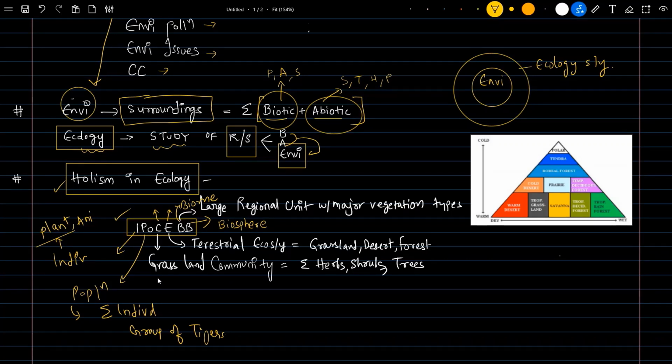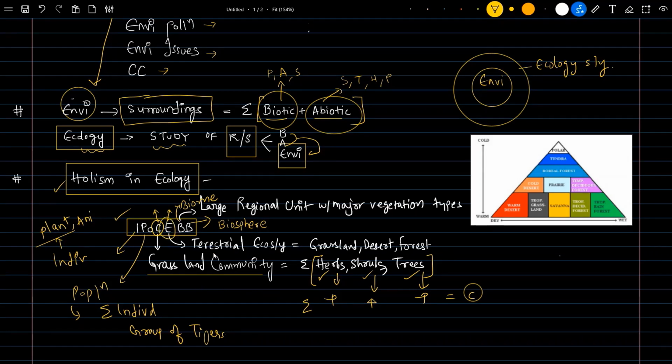Next, community. Community, we can say, is a group of multiple populations, a summation of multiple populations. Let's say the example of a grassland community. It may consist of herbs, shrubs, trees. Trees are one kind of population, shrubs are one kind of population, herbs are one kind of population. So summation of different kinds of populations is leading to some community. Here it's a grassland community.